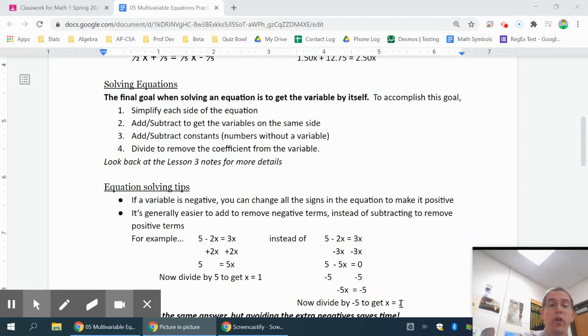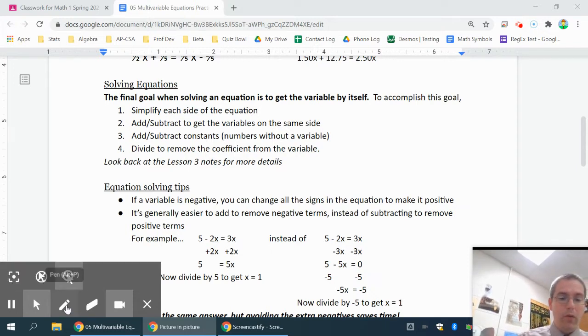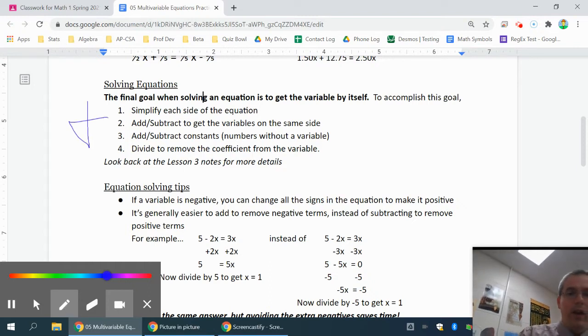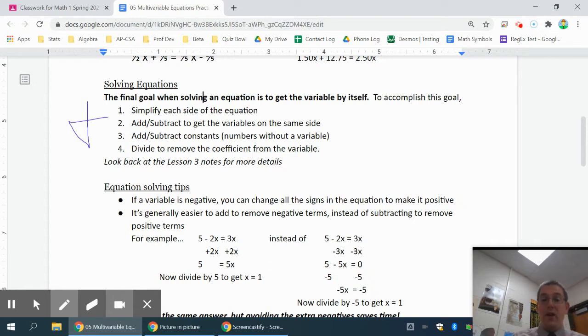Okay, we're going to review a little bit about solving equations today. First thing I have here at the top of the page is kind of a review of what we went over on lesson 3 about the 4-step method for solving equations. When you're solving equations, your ultimate goal is to get the variable by itself.